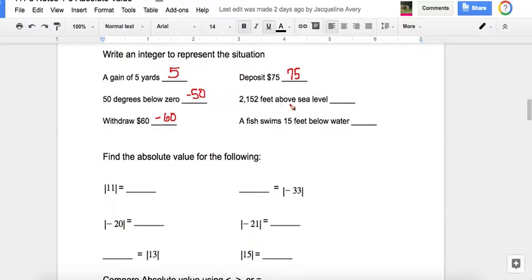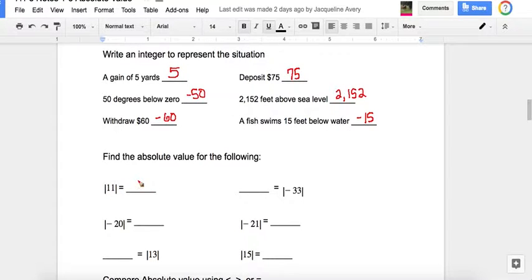2,152 feet above sea level, so that's positive. And a fish swims 15 feet below water, that is negative. You're below. Okay, find the absolute value. Remember, absolute value is the distance from 0.